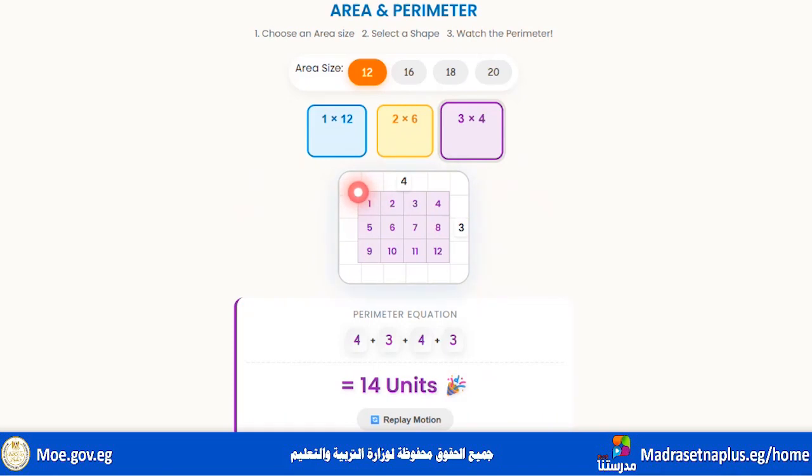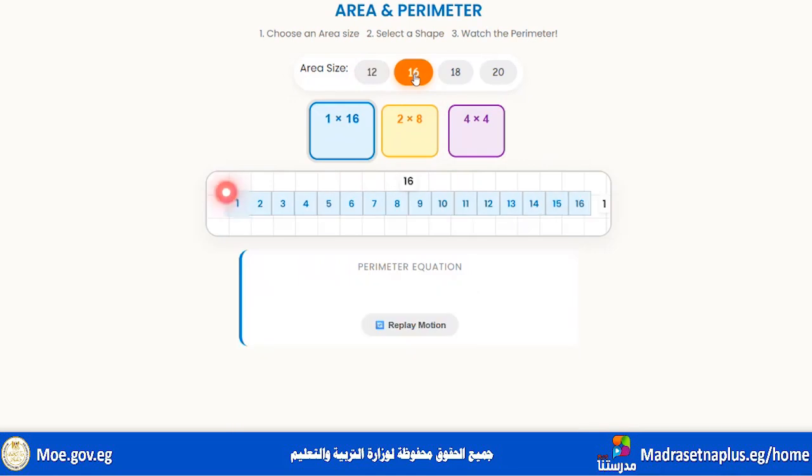Let's get another polygon with 16 square units of area. The first polygon is what? 16 and 1, 16 and 1. The sum of side lengths, we will get 34 units for what? For the perimeter. But the area is 16 square units. 16 square units of area and a perimeter of 34 units.